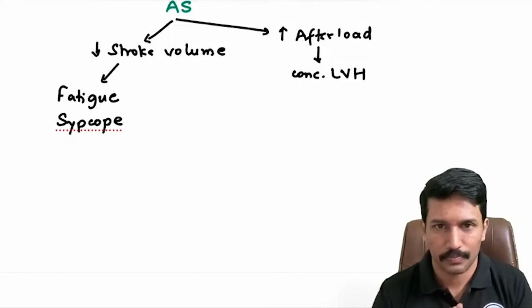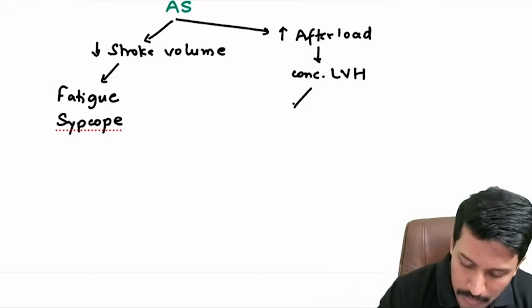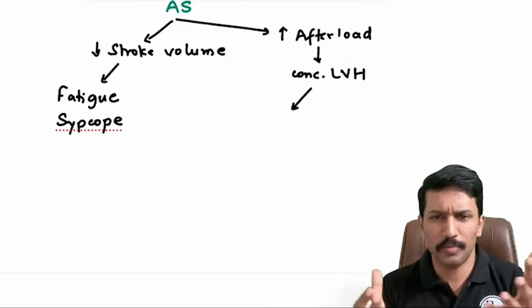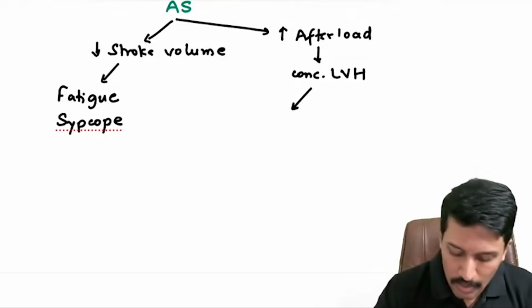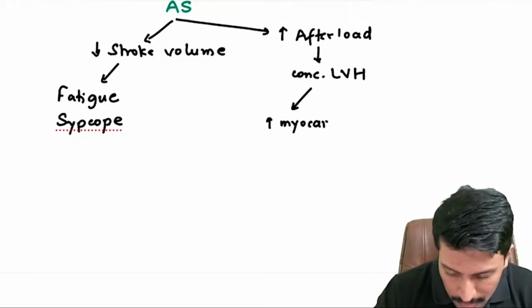So it will create two problems for us. Number one, you have concentric left ventricular hypertrophy. Now the muscle mass is increased. Don't you think it needs more blood supply to survive? The more the muscle mass, the more blood supply it needs. So there is increased myocardial oxygen demand.